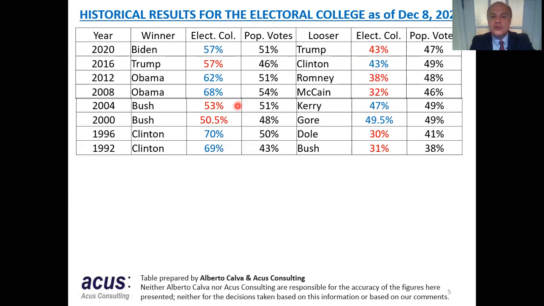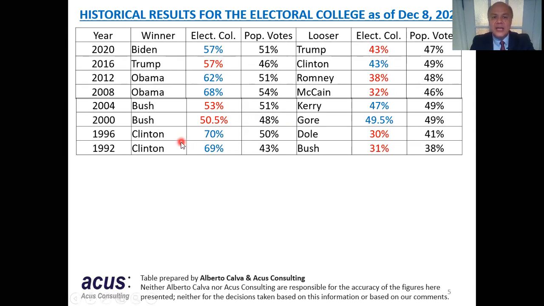Before that, we had George Bush's son. In the second term, in 2004, 53% of the Electoral College votes and 51% of the popular vote. But look at 2000. George Bush got 50.5% of the votes from the Electoral College, while Al Gore got 49.5%. But look, Al Gore got 1% more votes in the popular vote than George Bush. But once again, since the system is an Electoral College, the winner was George Bush's son.